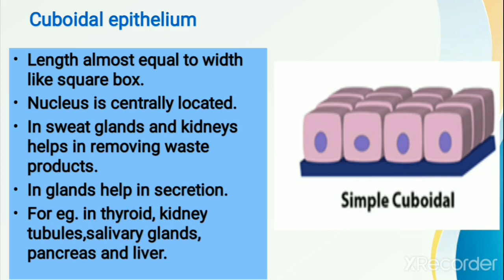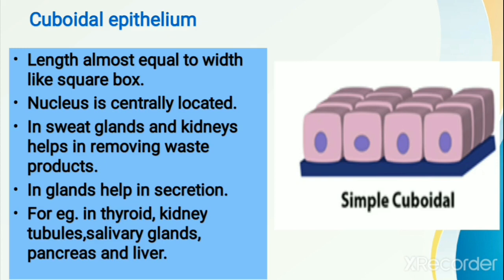In our mouth we have salivary glands which secrete saliva, and that saliva helps in our digestion. So the salivary gland has cuboidal epithelium tissue, and even in the kidney tubules and liver and pancreas also. These are some places where the third type called cuboidal epithelial tissue is present.